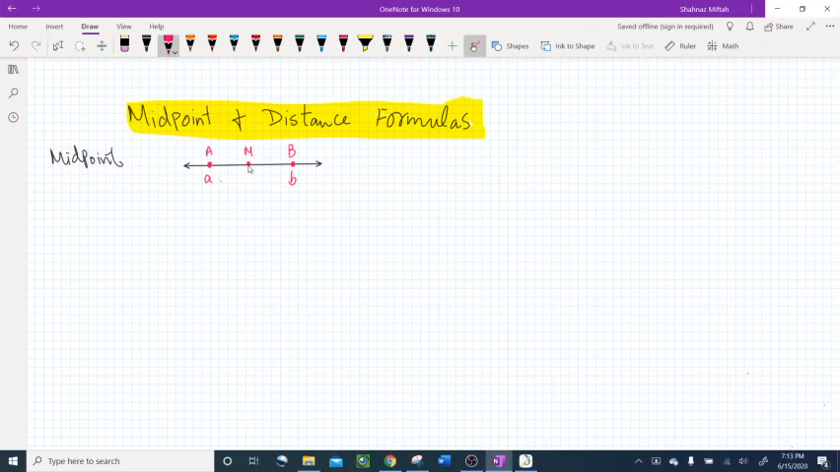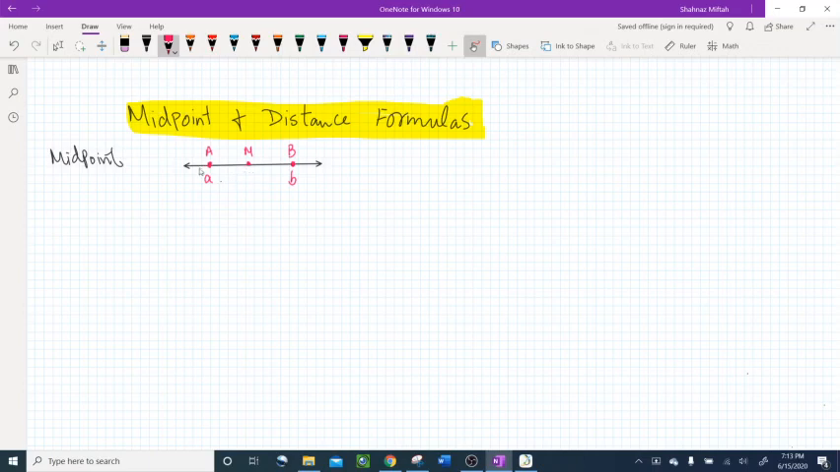So how do we get this midpoint? I don't know what this midpoint is going to be. When it divides the segment AB into two equal, congruent parts, then it's called a midpoint. So how do we get this formula?